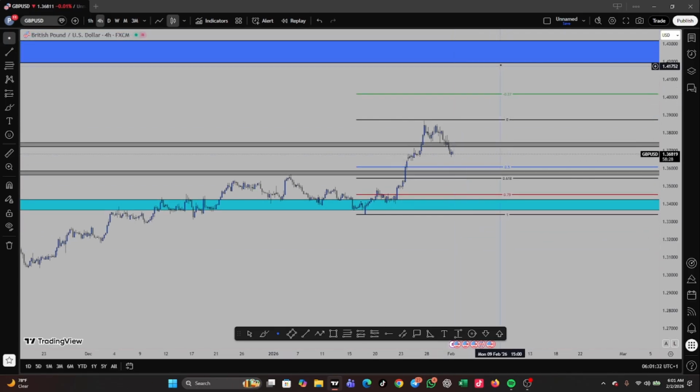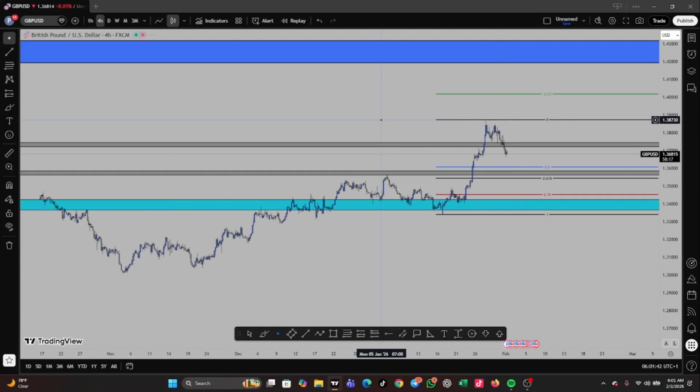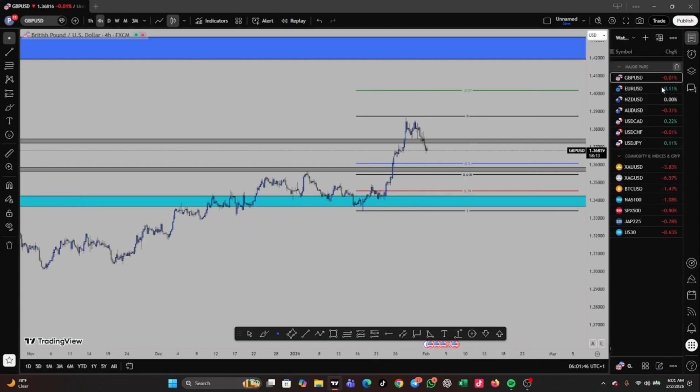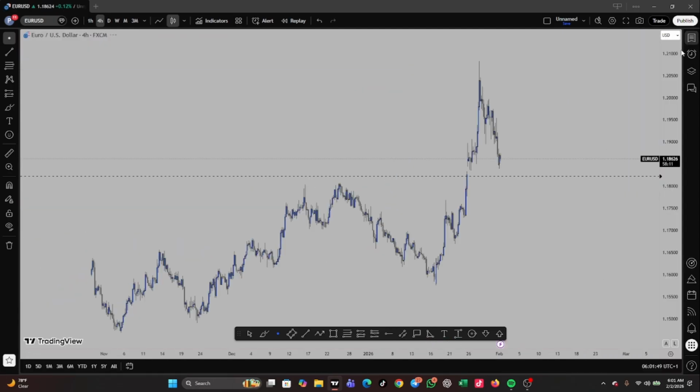And our next level target first is going to be this fib extension 1.40 and 1.42 in extension. So that is what I have on GBP USD. Let's look at the next pair, which is Euro USD.